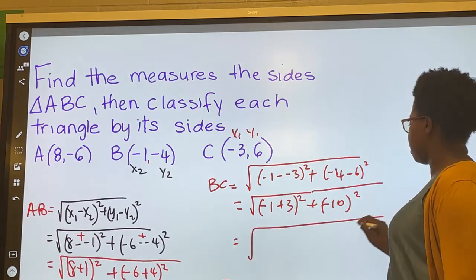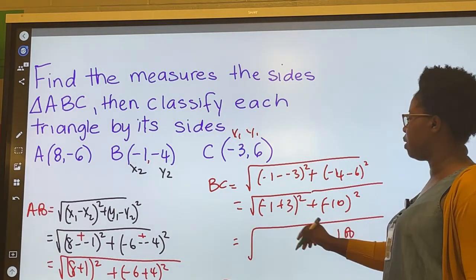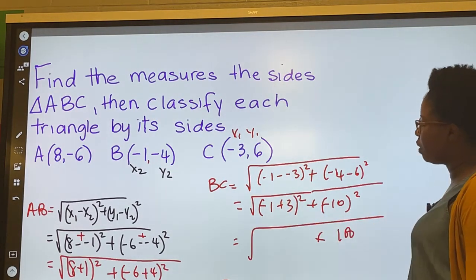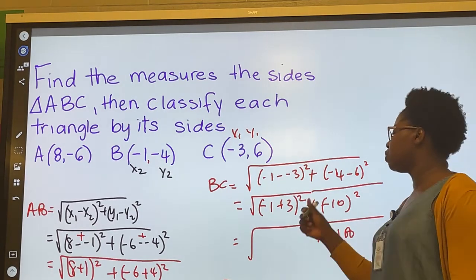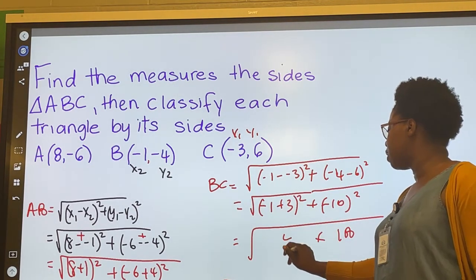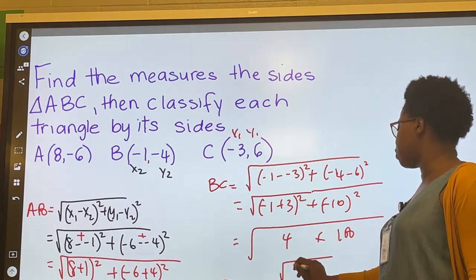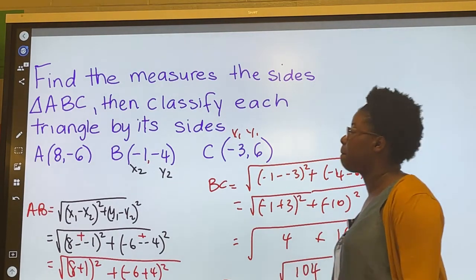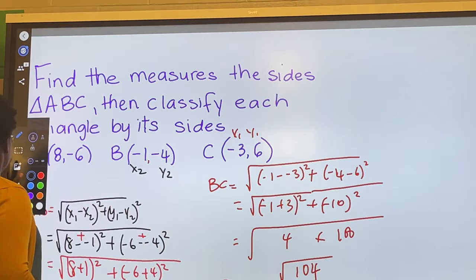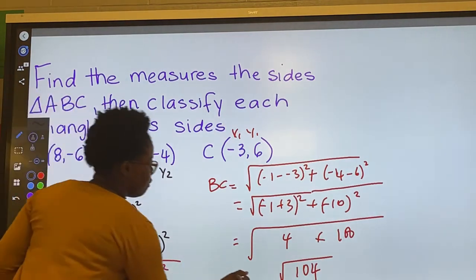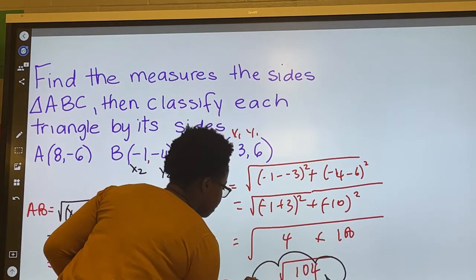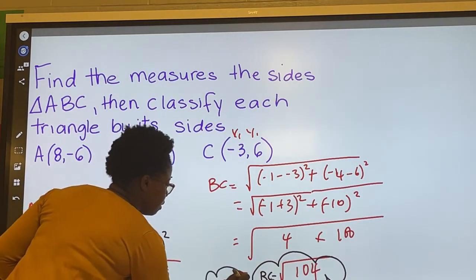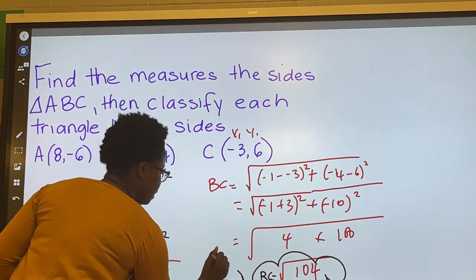Negative 10 squared is going to give us 100, plus negative 1 plus 3, that's 2. And 2 squared is 4. So this one is going to be the square root of 104. So let's identify some answers. We have one answer right here, and that's BC. And we have one answer right here, and that's AB.